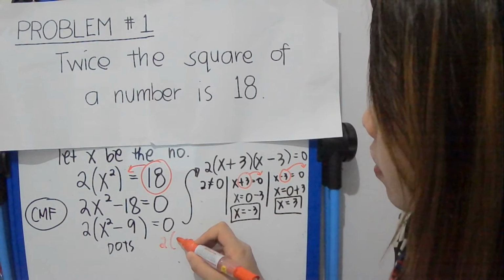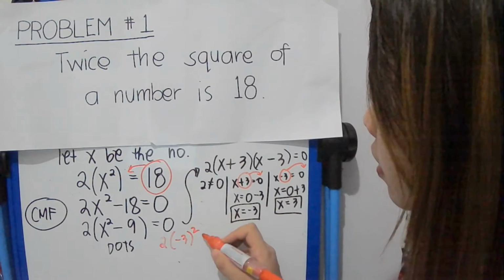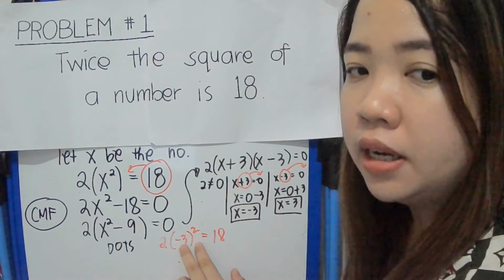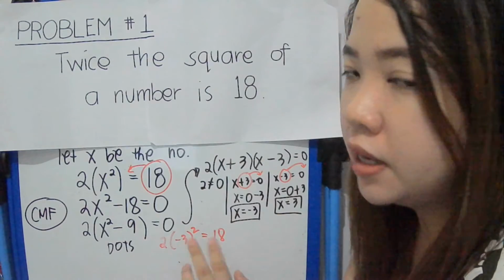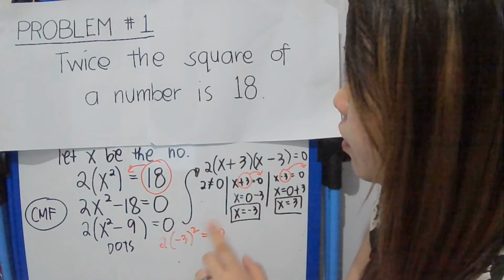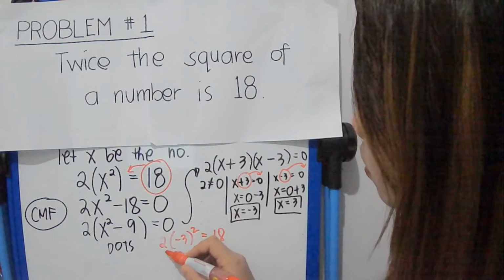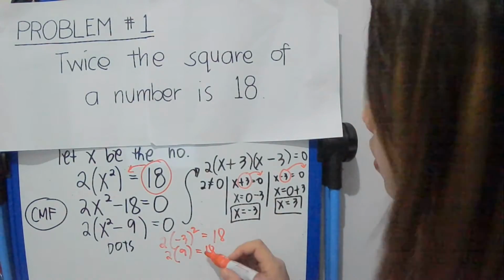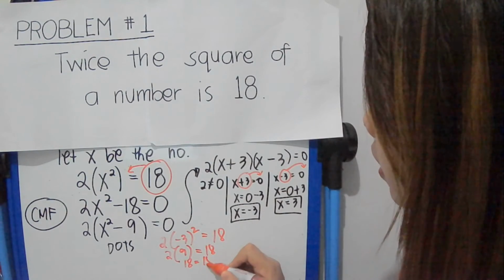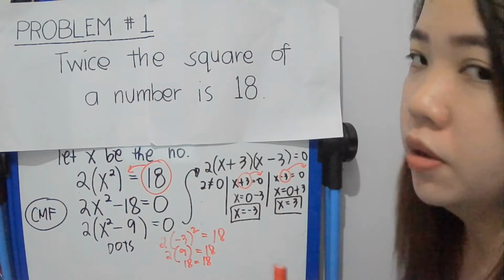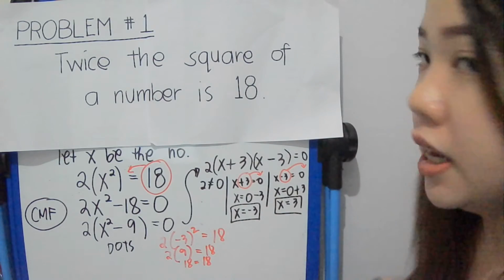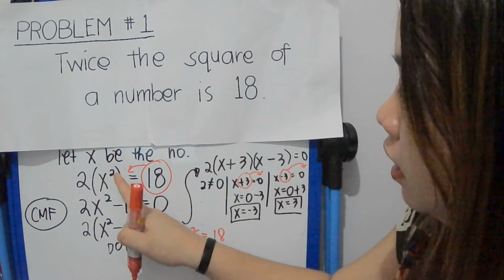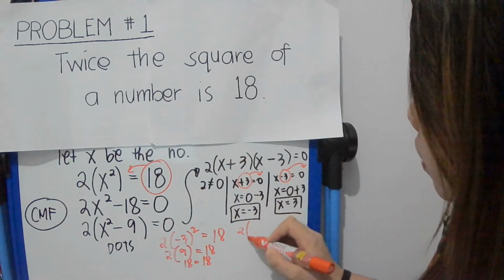So, 2, negative 3 squared, dapat ang sagot ay 18. So, multiply muna natin to. So, we have negative 3 times negative 3 kasi negative 3 squared siya. So, that will be positive 9. So, 2 times 9, is it 18? Okay. So, that will be 18 is equal to 18. So, tama yung sagot natin na x equals negative 3. How about if your x is positive 3? So, ganun din, papalitan mo din yung x doon ng 3 naman, then lagyan ng squared, tapos may 2 sa labas.